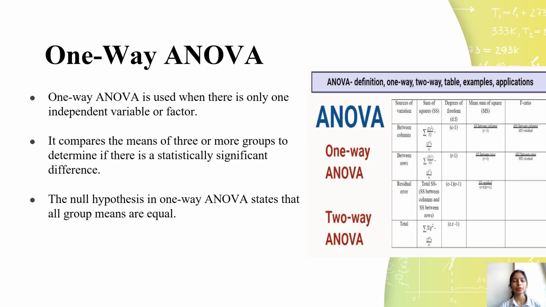One-way ANOVA. One-way ANOVA is used when there is only one independent variable or factor. It compares the means of three or more groups to determine if there is a statistically significant difference. The null hypothesis in one-way ANOVA states that all group means are equal.